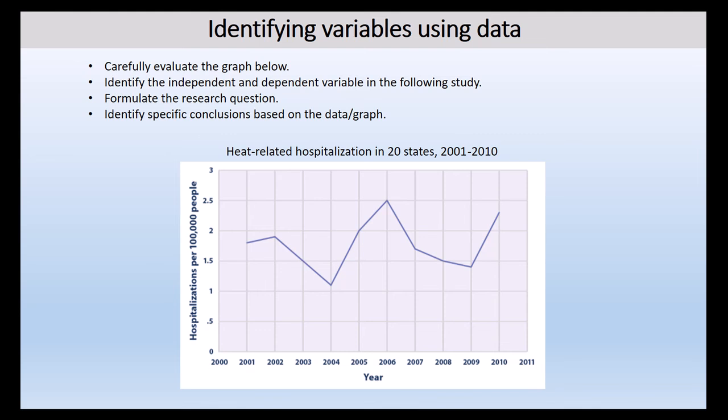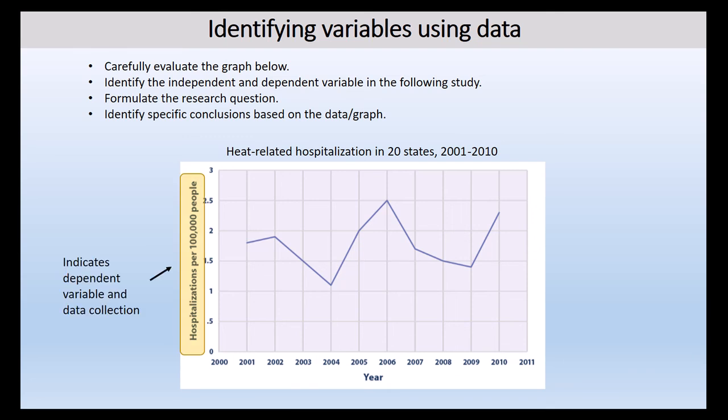Now that we have studied how to identify variables in the case study, we want to take a look at when we have results in the form of, say, a table or graph. In a table or graph we should be able to identify a research question, the conclusions that we can make and the variables for that particular study. So carefully evaluate the graph shown on the slide here and try to identify the independent variable, dependent variable, the research question and some conclusions based on the graph.